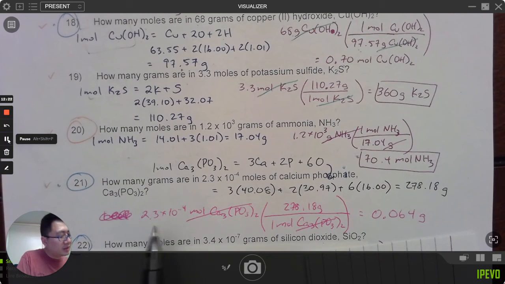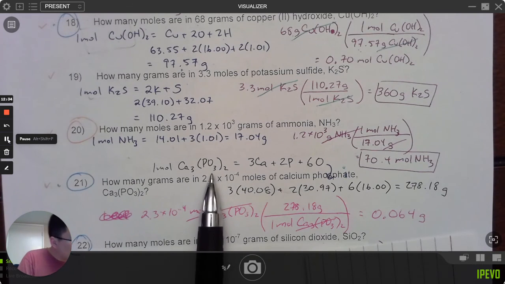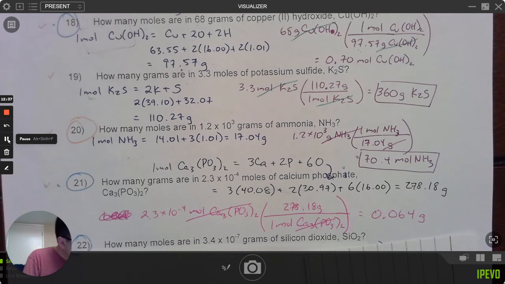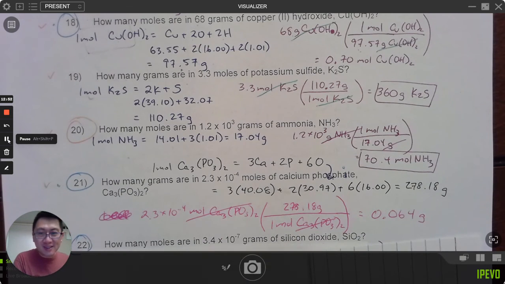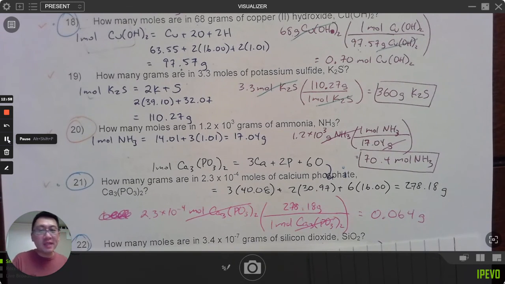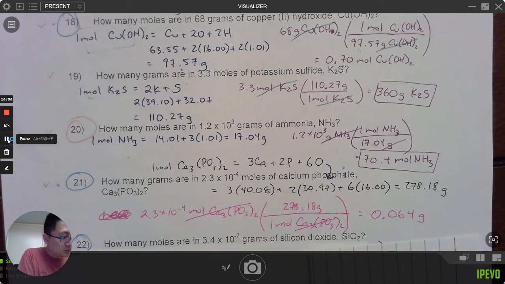Okay, how many grams are there in 2.3 times 10 to the minus 4 moles of calcium sulfate, or phosphate, sorry. Calcium phosphate is Ca3PO4, okay, I did it wrong. I calculated phosphite, and it said phosphate, so I'm not going to ask this question to you guys, but notice phosphite is PO3. Phosphate is PO4, not PO3. Okay, but let's pretend that says phosphite.